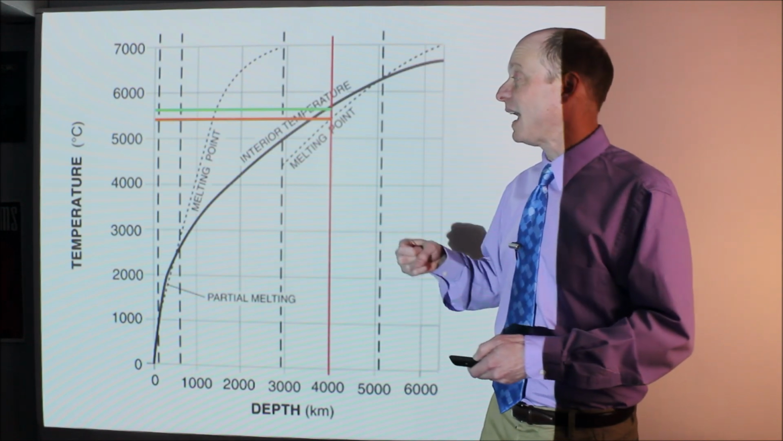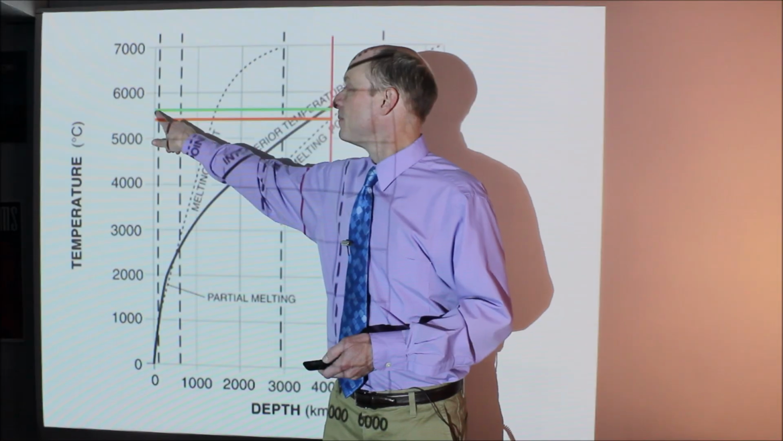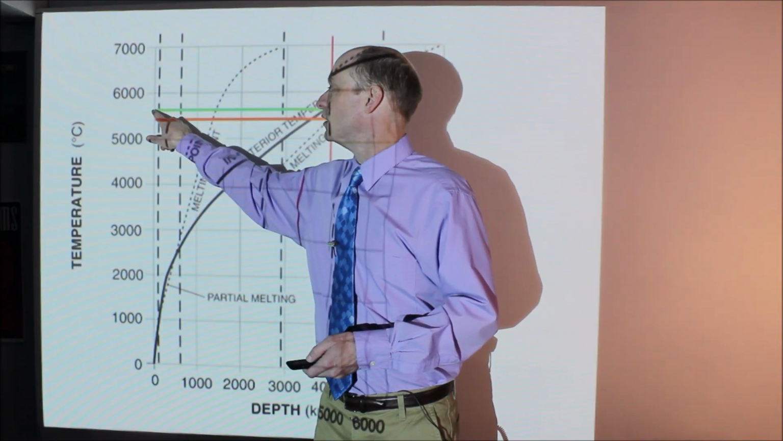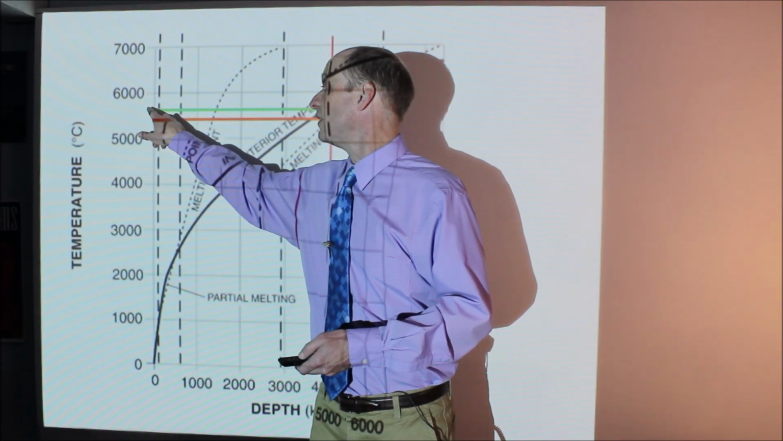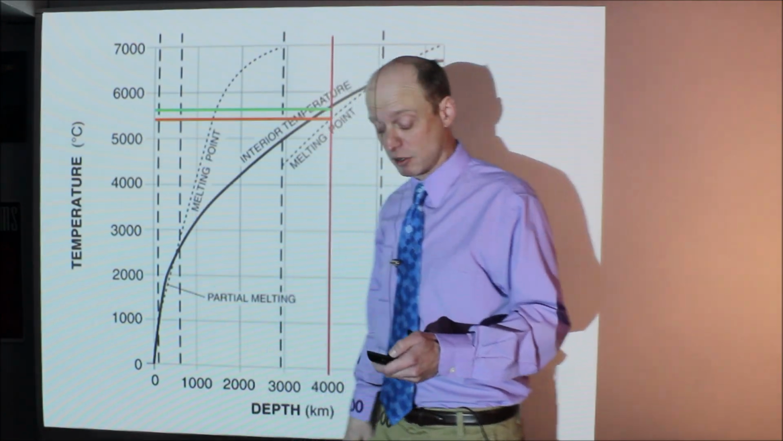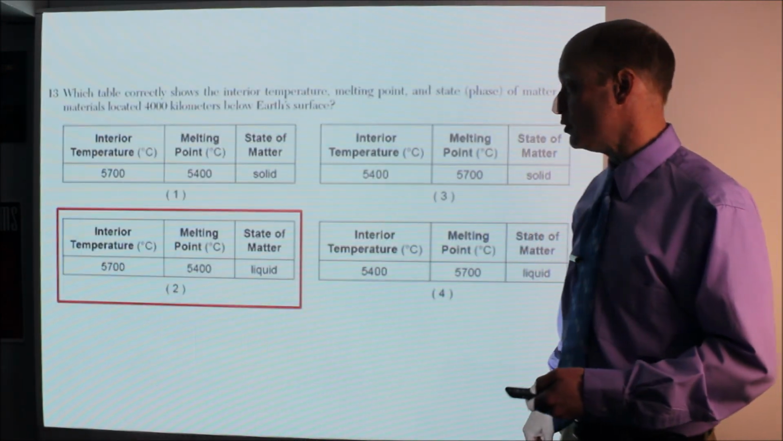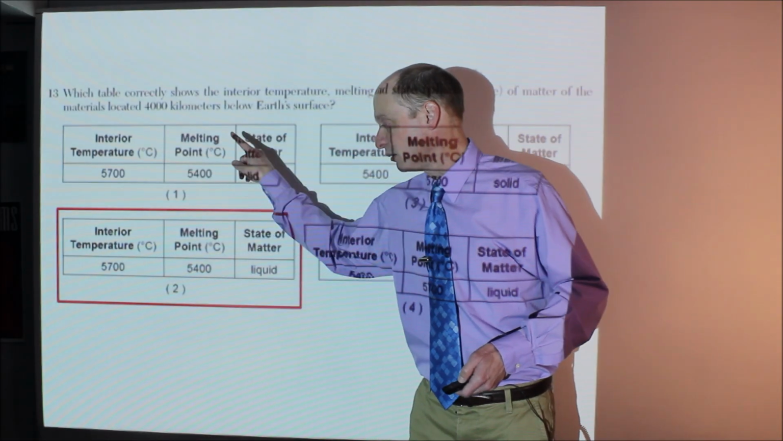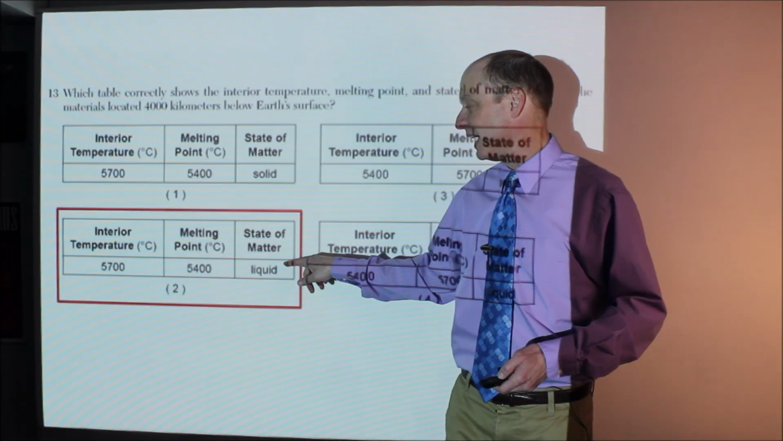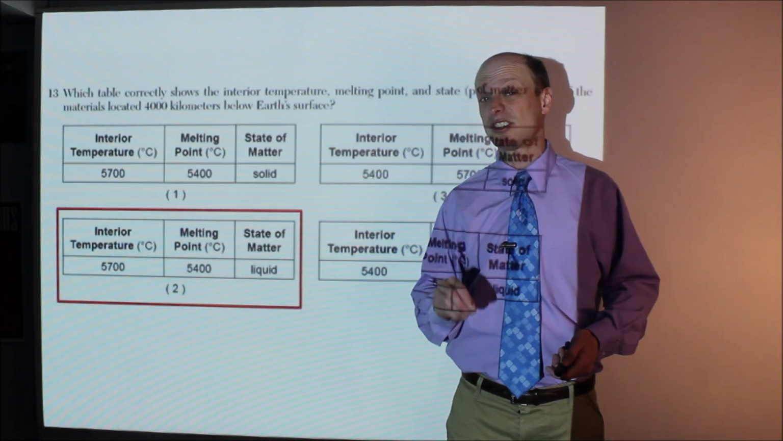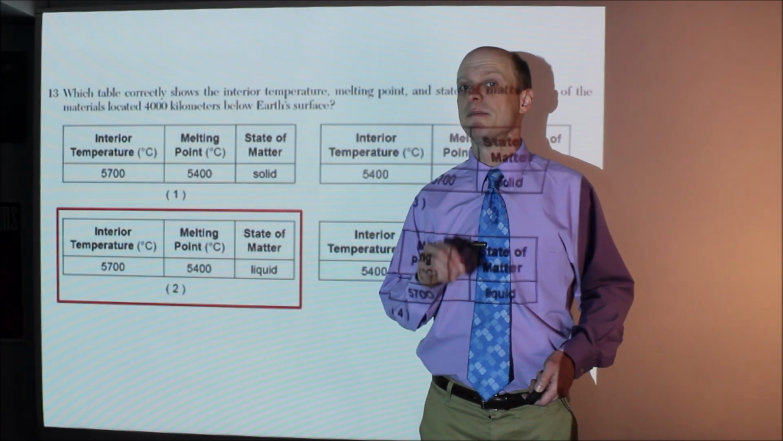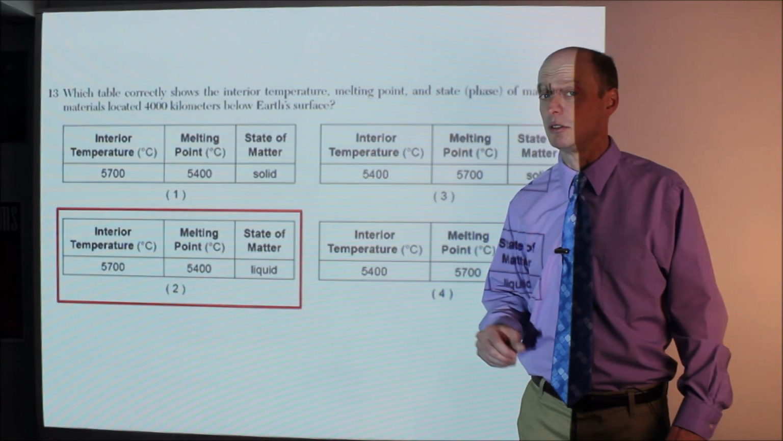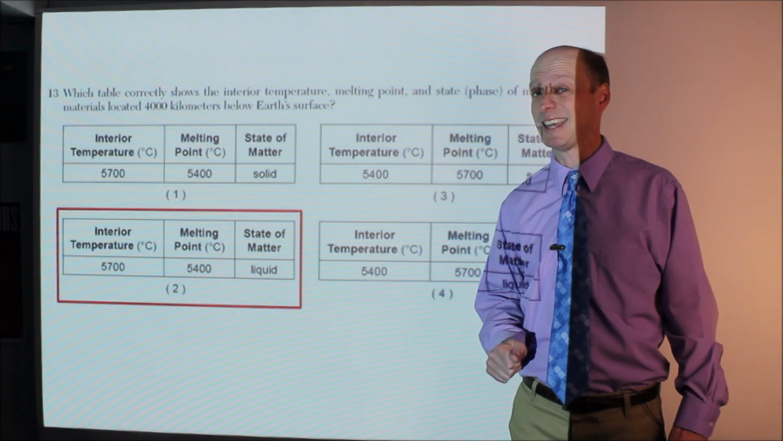And then it asks the temperatures here. So this, we estimate, is maybe, I think it's 5,700, and this is about 5,400 Celsius. And therefore, that is how you get this choice here. Interior temperature 5,700, melting point 5,400, and the state of matter, that section of inner Earth is a liquid. It's definitely one of the more challenging questions for students using that chart of the reference table. It's not that easy.